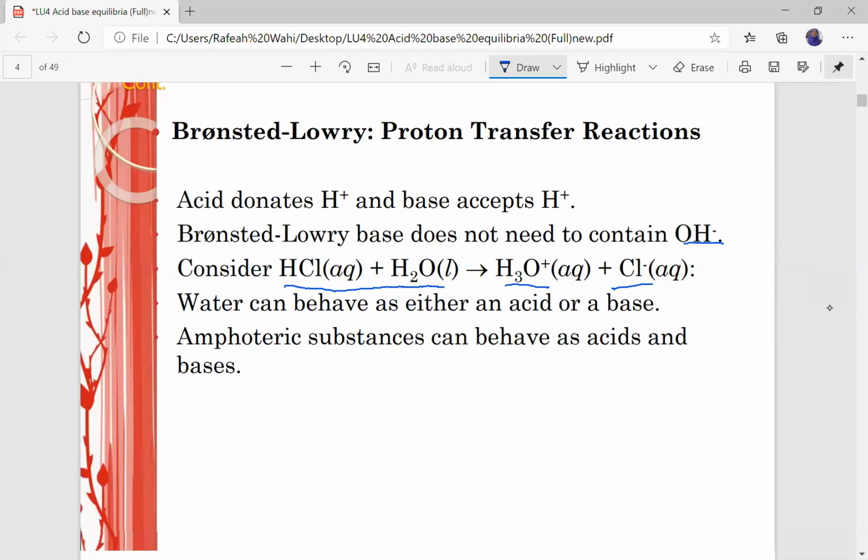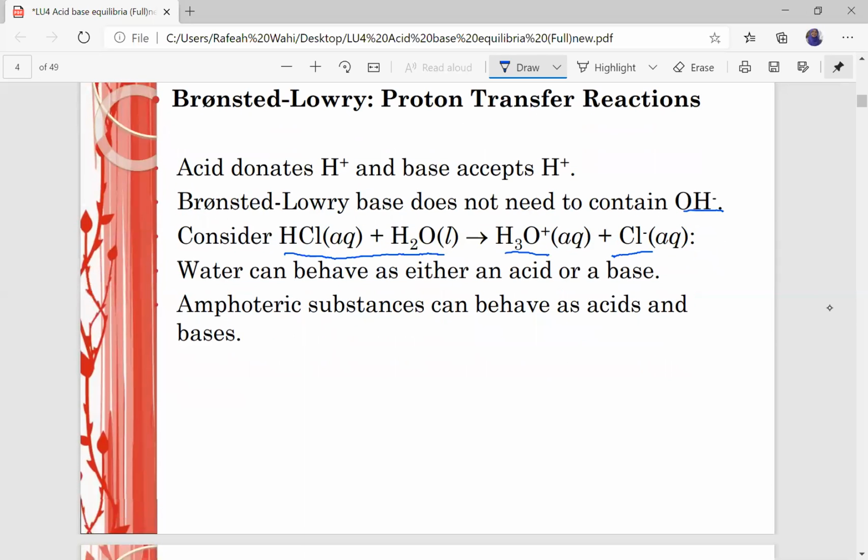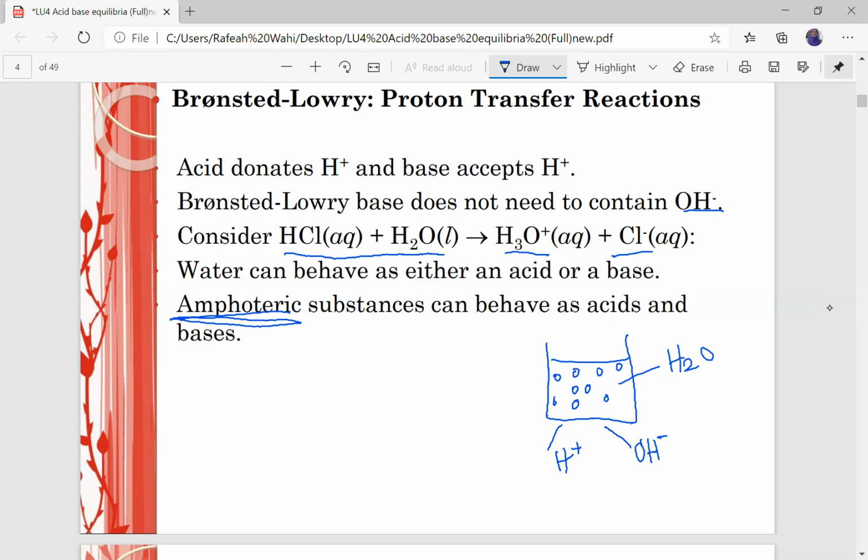So according to Bronsted-Lowry as well, water can act as either an acid or a base. If you consider a beaker of water, H2O, there would be many molecules of water. These water molecules can act as an acid, and also as a base. This is what we call amphoteric substances. Amphoteric substances can act as acids as well as bases.